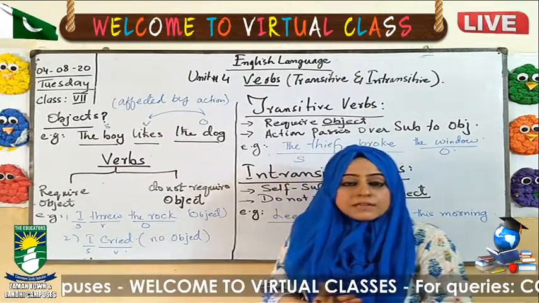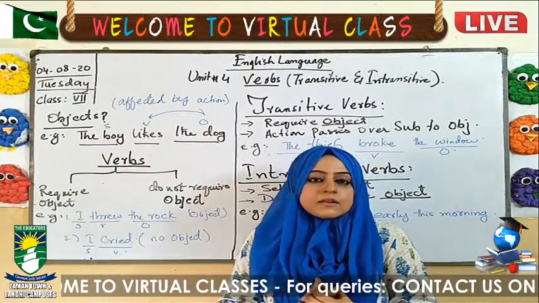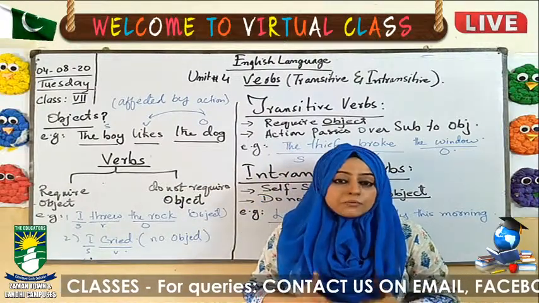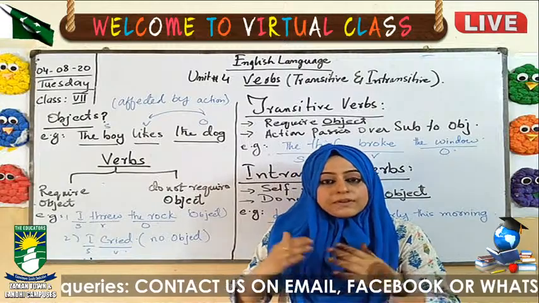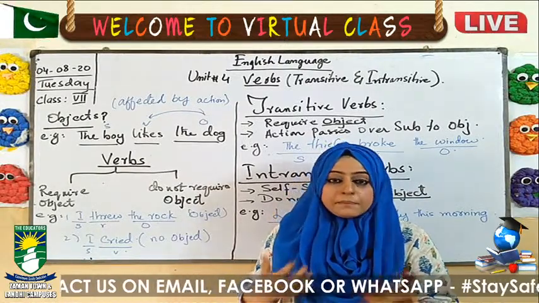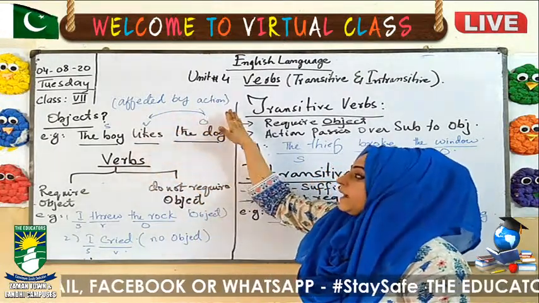For this, first we have to understand what are the objects in the sentence, because this whole story regarding transitive and intransitive verb is basically based upon the object. So first of all we will understand what are the objects in the sentence, what are the purpose of the objects in the sentence. Okay, object affected by an action.